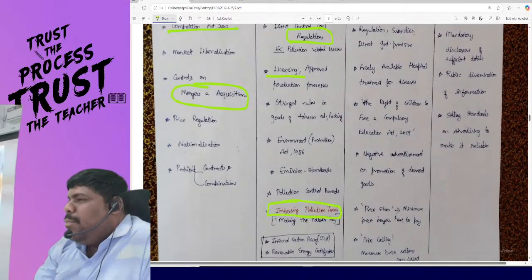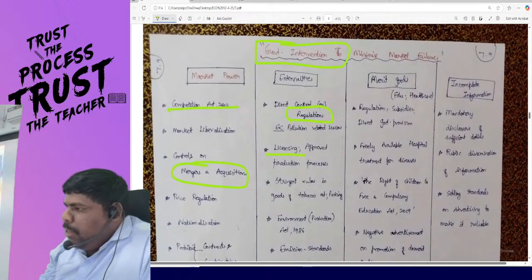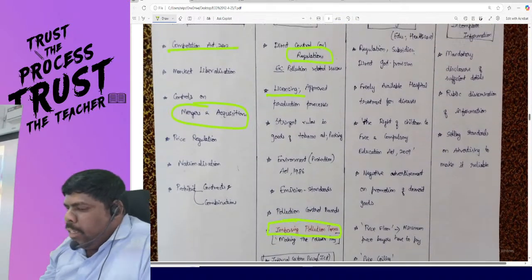Pollution taxes is an example of dash. Last time an example was incomplete information, externality, in the 4 subdivision. I could recollect this question, so make sure it belongs to externality.